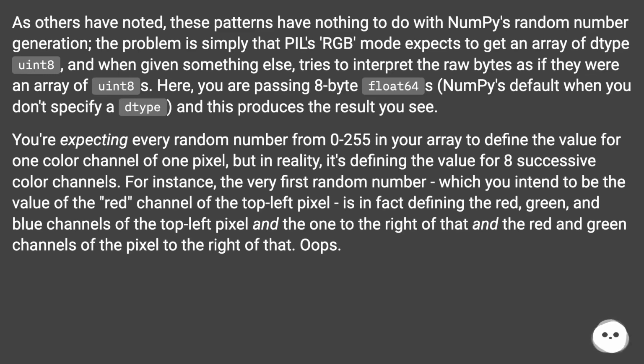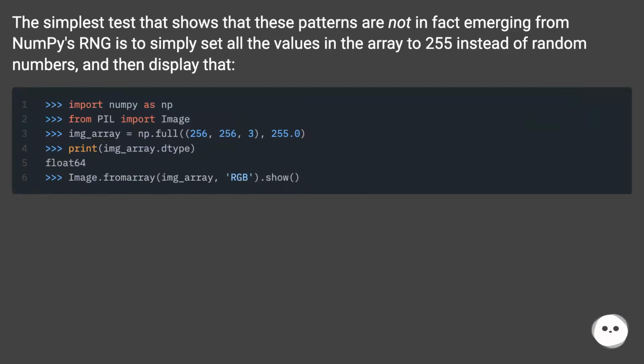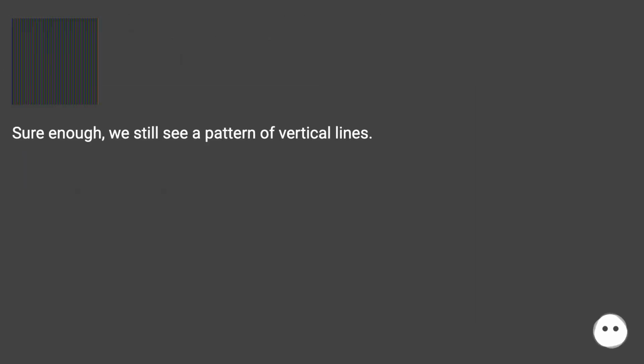For instance, the very first random number, which you intend to be the value of the red channel of the top left pixel, is in fact defining the red, green, and blue channels of the top left pixel and the one to the right of that and the red and green channels of the pixel to the right of that. Oops. The simplest test that shows that these patterns are not in fact emerging from NumPy's RNG is to simply set all the values in the array to 255 instead of random numbers, and then display that. Sure enough, we still see a pattern of vertical lines.